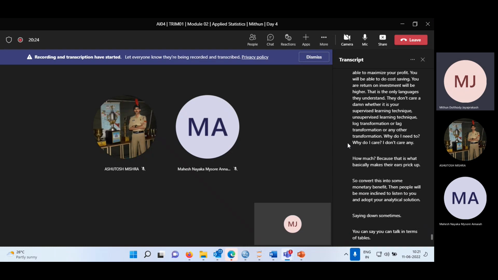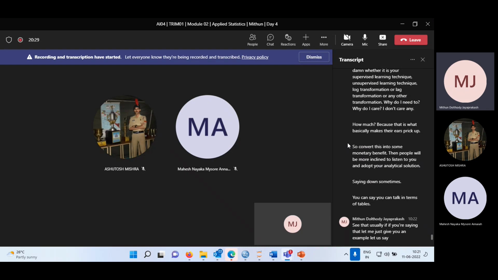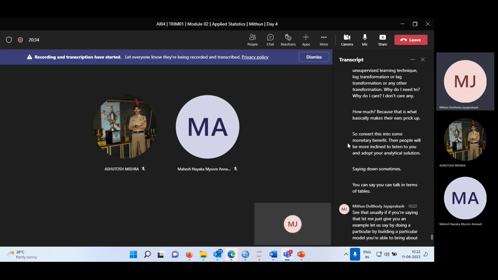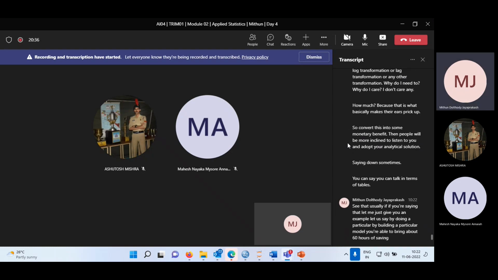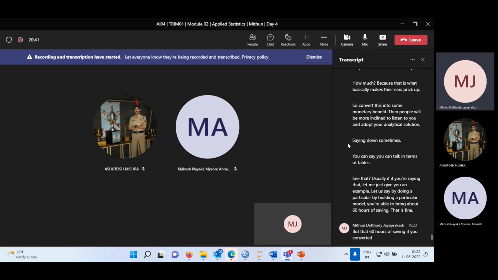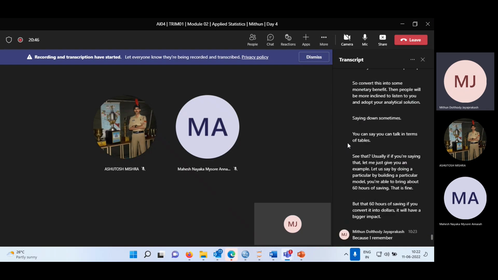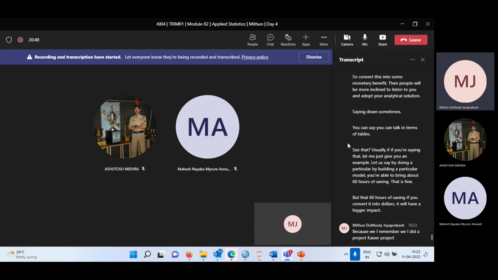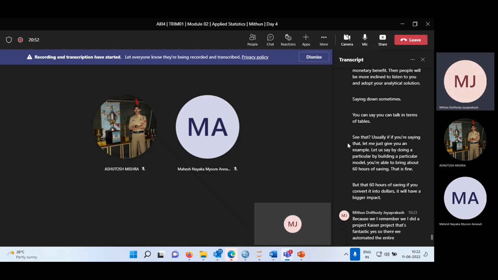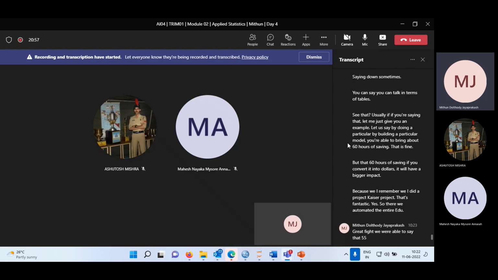See, let me just give you an example. Let us say by building a particular model, you are able to bring about 60 hours of saving. That is fine. But that 60 hours of saving, if you convert it into dollars, it will have a bigger impact. Because I remember I did a Kaizen project. There, we automated the entire EDA. We were able to say that 5 days of work we were able to save.